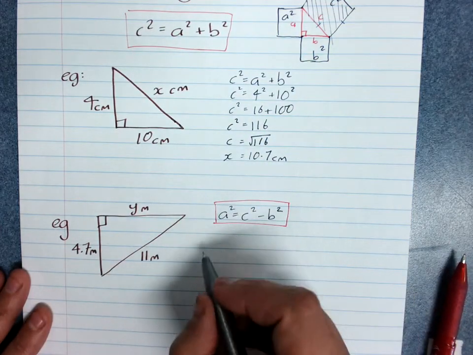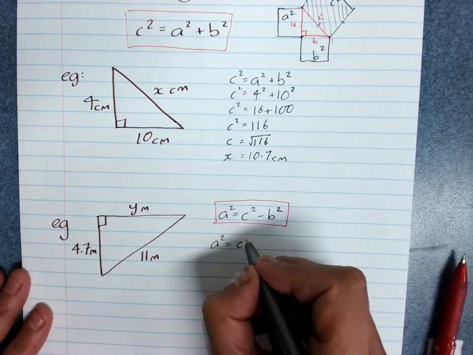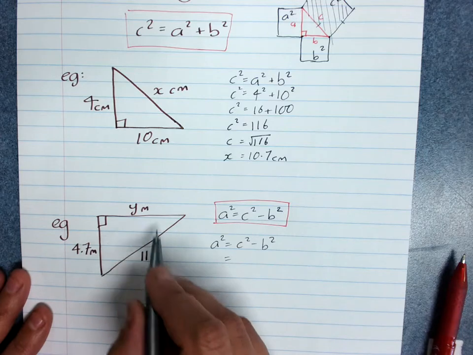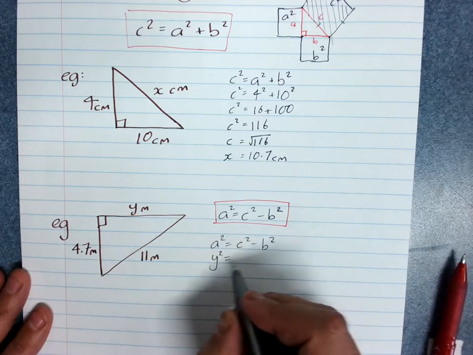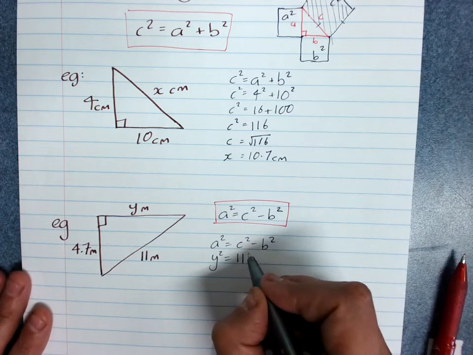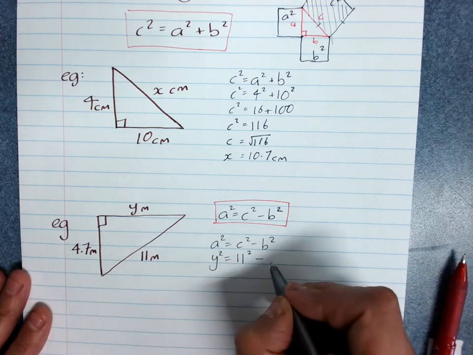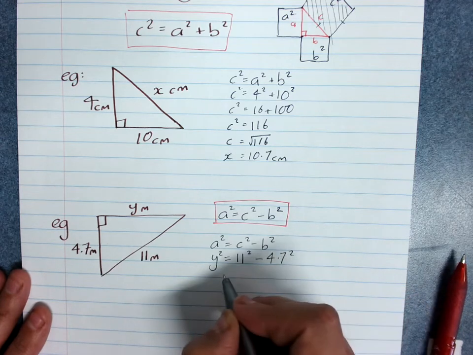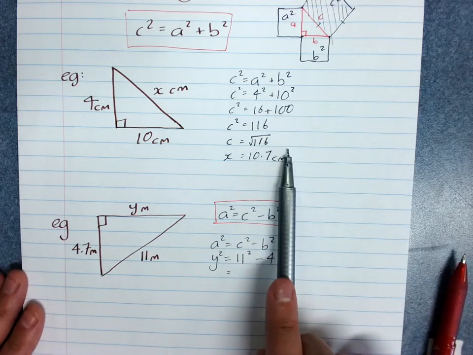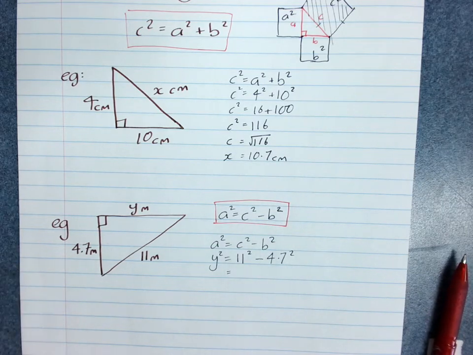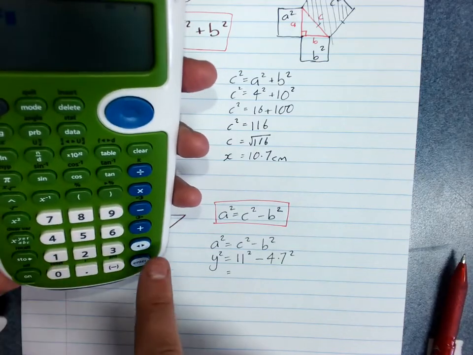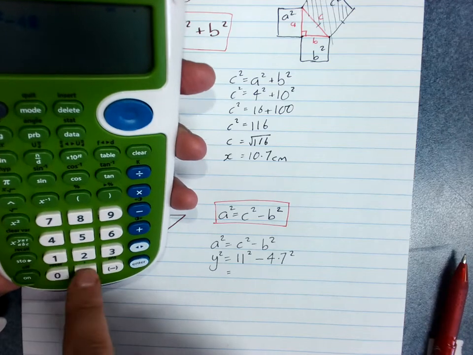So again, we write the formula. A squared equals C squared minus B squared. We substitute our values. A is currently y, so we'll say y squared. C is always the hypotenuse, so that's 11 squared. Minus the shorter side that we know, 4.7 squared. Now, if you don't want to show all this working, you can just work out 11 squared minus 4.7 squared at that point. 11 squared minus 4.7 squared.